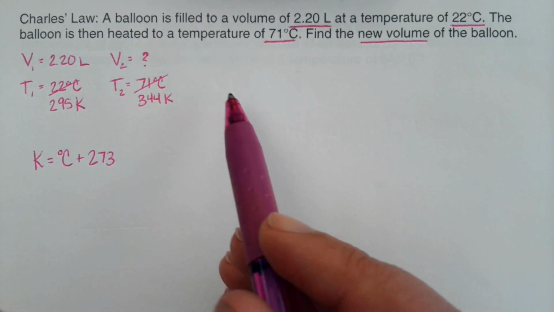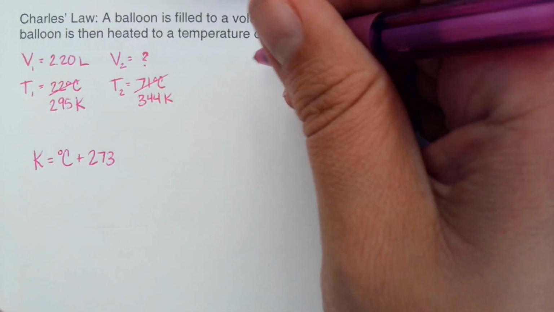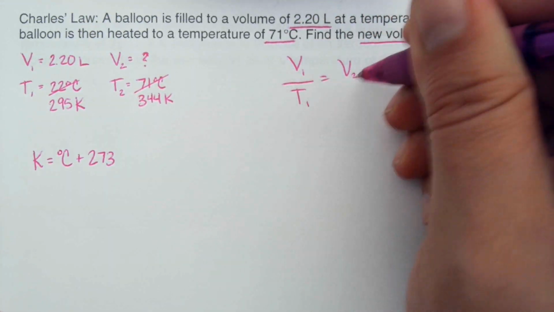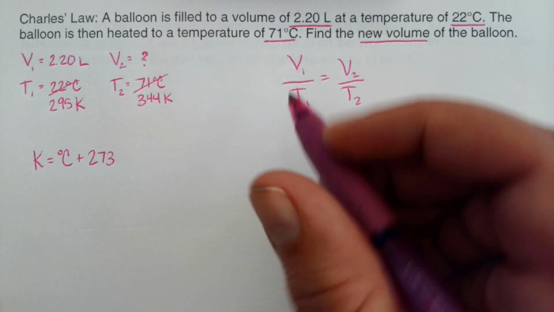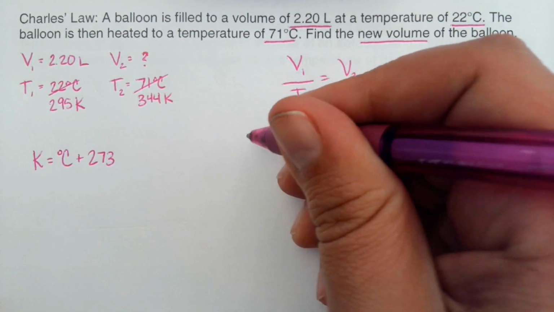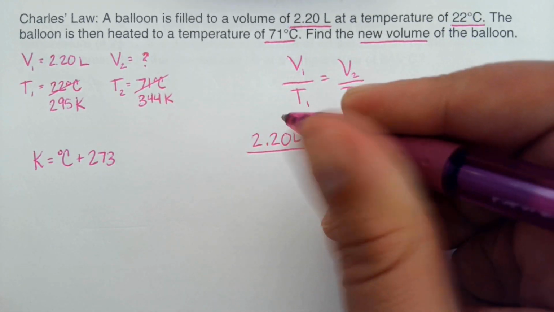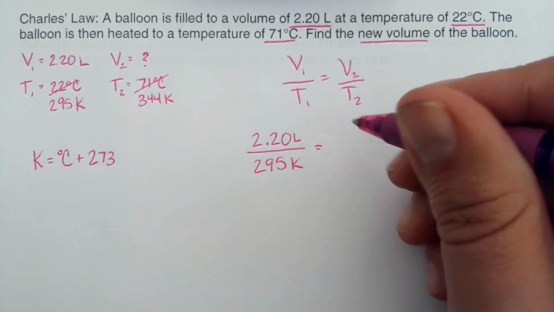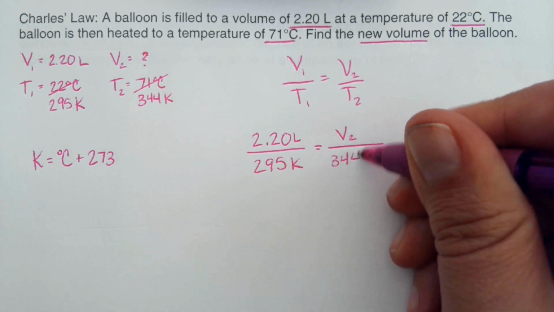All right, so after that we have to decide which of our formulas we're going to use, and we're going to use V1 over T1 equals V2 over T2. And then all we really have to do is plug in our information and solve for our missing value. So we have 2.20 liters over 295 Kelvin equals V2 over 344 Kelvin.